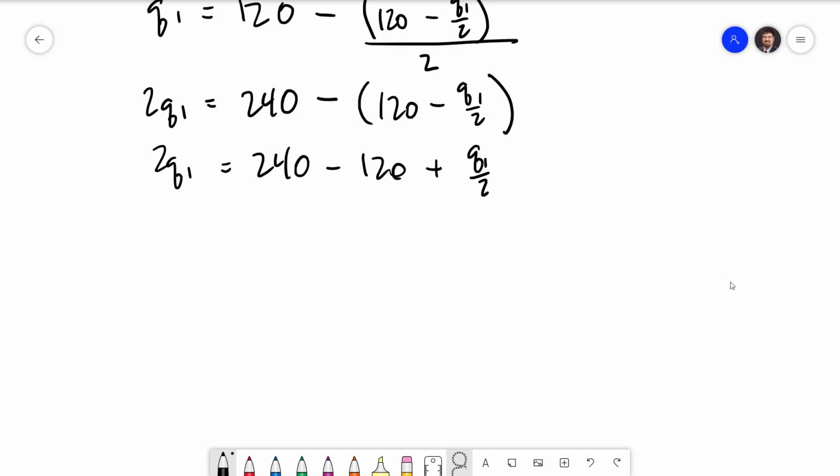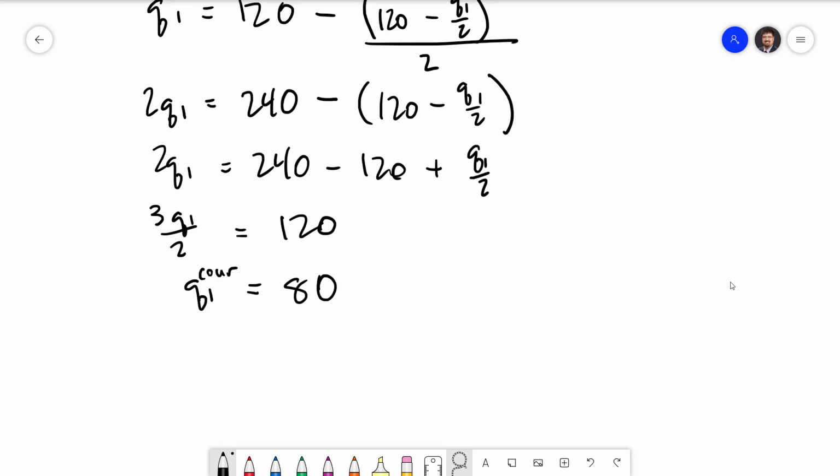Now I'm going to collect terms by subtracting q1 over 2 from both sides, which is going to give me 3q1 over 2 over here. And then collect terms, 240 minus 120 is 120. And then to solve for q1, I'm going to multiply both sides by 2/3, which will cancel out the 3/2 on the left-hand side. And we're going to get 120 times 2/3, which is 80. To denote the Cournot-Nash equilibrium, I'm going to make a superscript Cour right there.